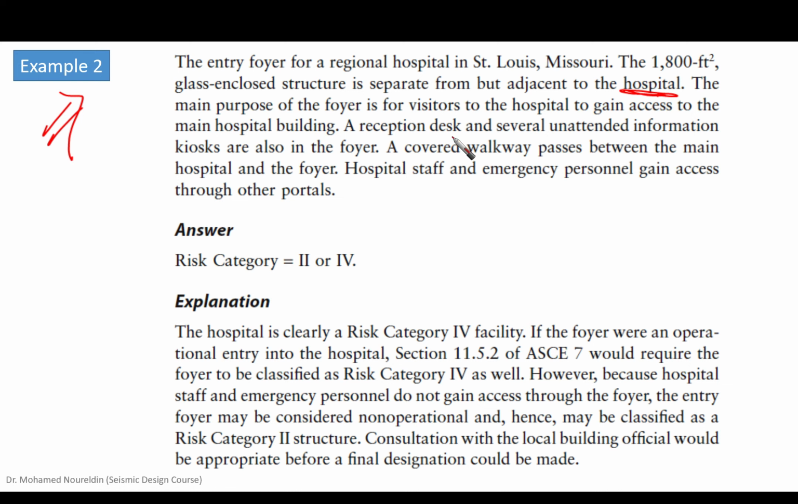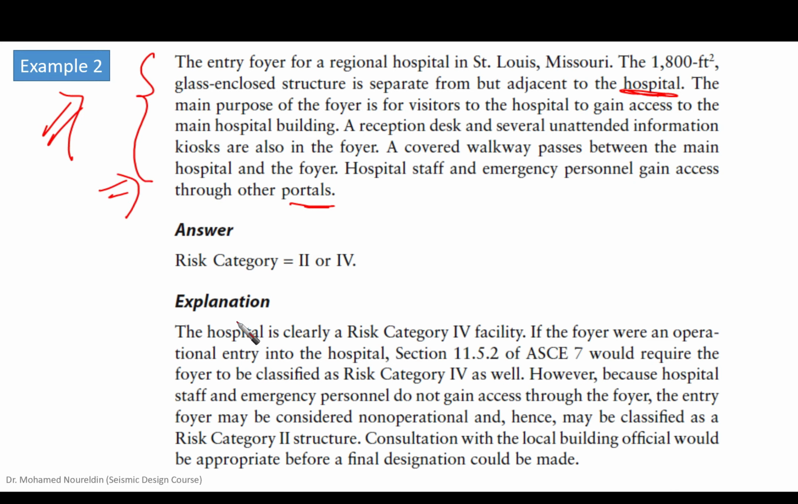A reception desk and several unattended information kiosks are also in the foyer. A covered walkway passes between the main hospital and the foyer. Hospital staff and emergency personnel gain access through other portals. Okay, so actually if you look at this one, it is adjacent to a hospital.